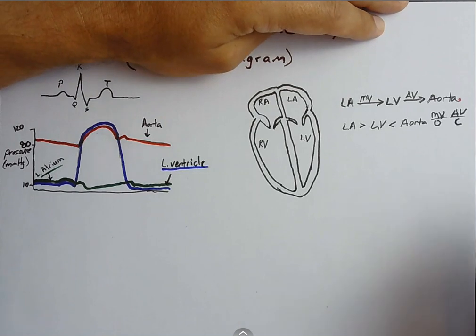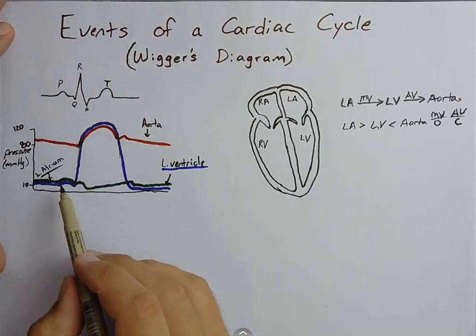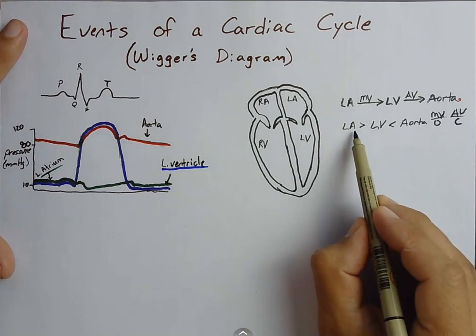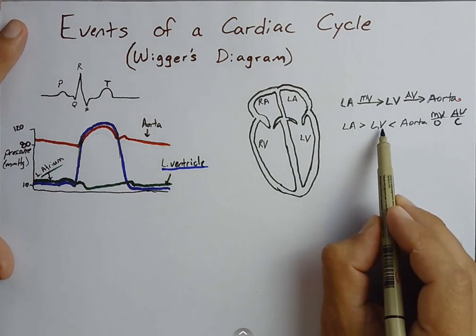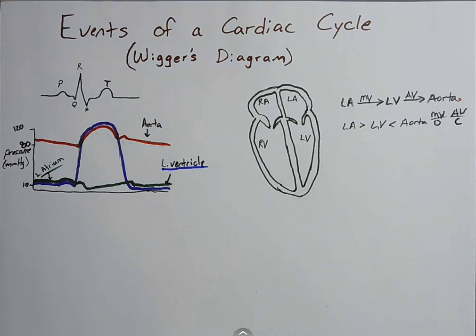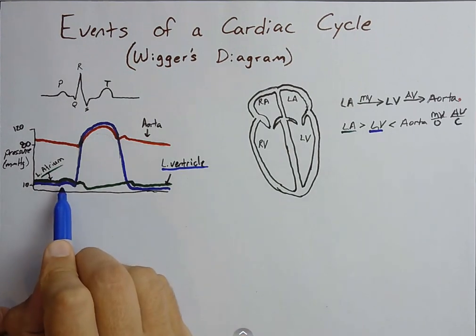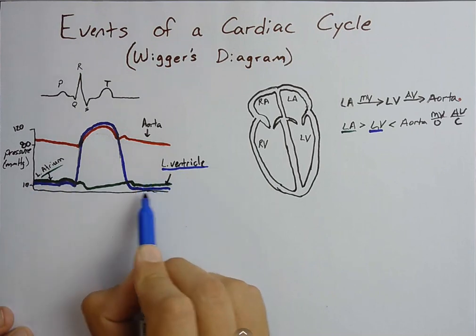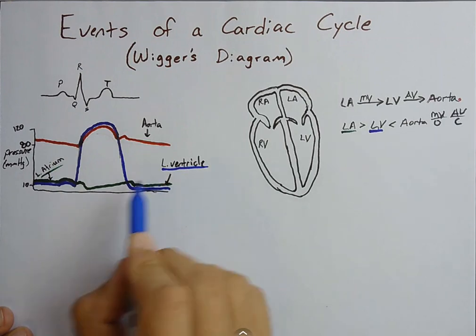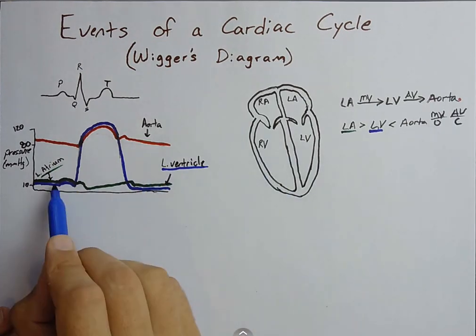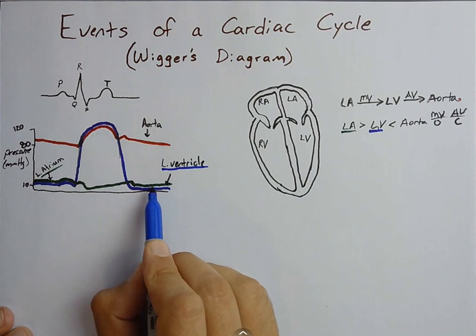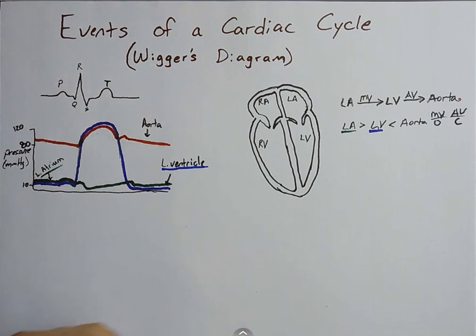Cool. And let's go back over here and look on the curve on the Wigger's diagram. Where is left atrial pressure greater than left ventricular pressure? And this is where the colors come back into play. Anytime the green is greater than the blue, right? So left atrial pressure is greater than left ventricular pressure, all here and over here. So what do we know about the valves in that scenario? The mitral valve will be open here and the mitral valve will be open here. Does that make sense? I hope so.